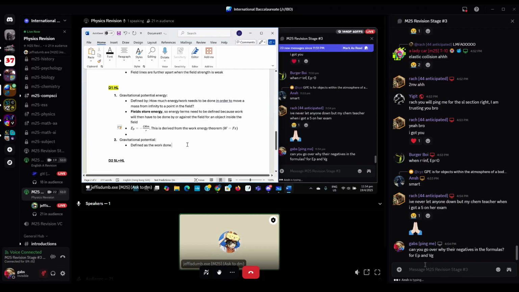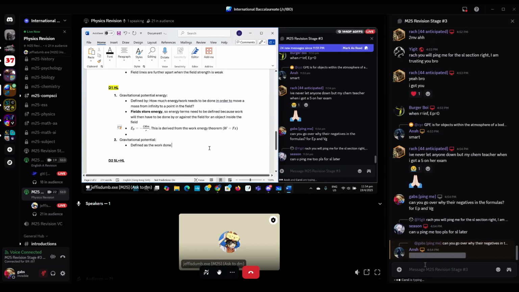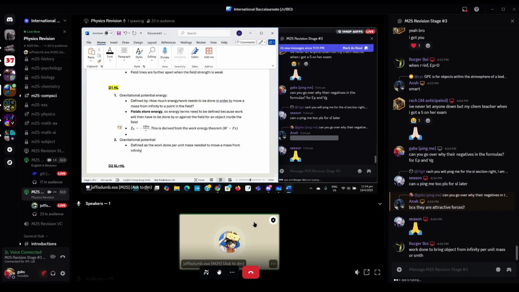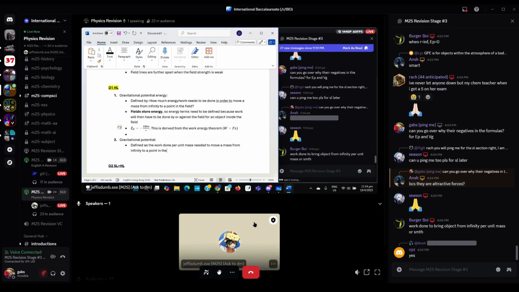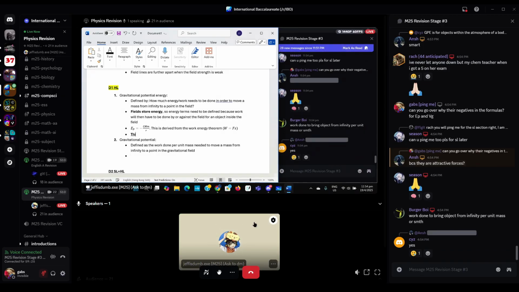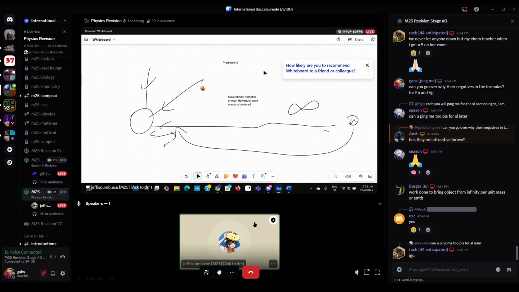Okay, I'll talk over this point and then I'll go through the negative part. Work done per unit mass needed to move a mass from infinity up. So because the force is attractive, this is my simple explanation, and just to explain it further, right?